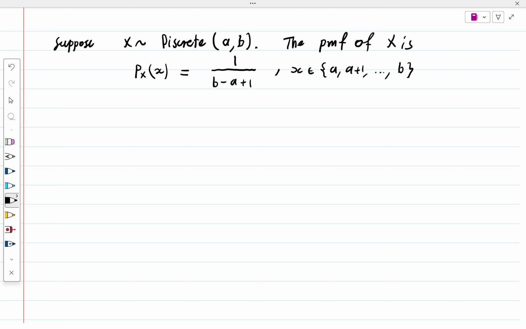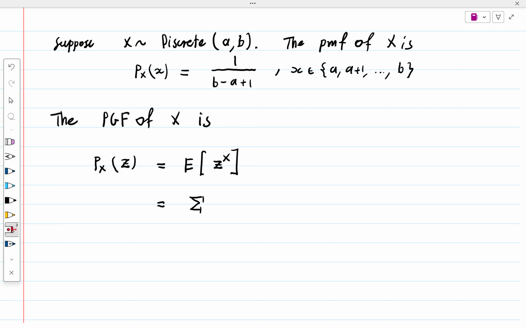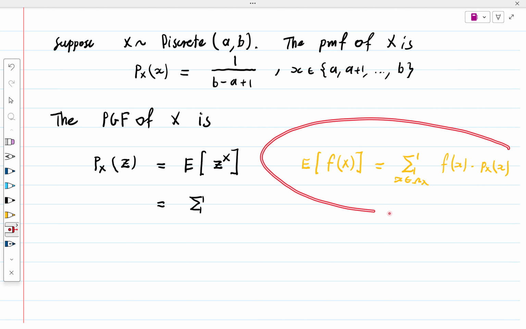Now, using the definition of the probability generating function, we can say the PGF of X is, apologies for the notation, capital P_X(z), as opposed to lowercase p for the PMF, which by definition is the expected value of z to the power of X, which by definition of expectation of a function, if you recall, in general, the expectation of some function of X, let's say f(X), is equal to, at least in the discrete case, the sum over x in its support of the function of x multiplied by the probability mass function.